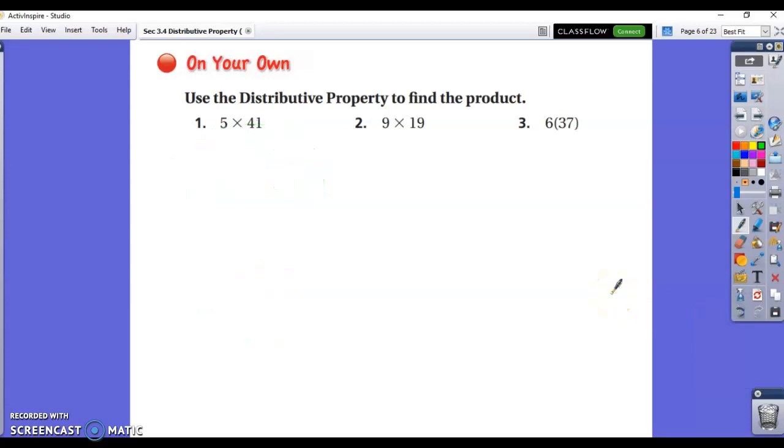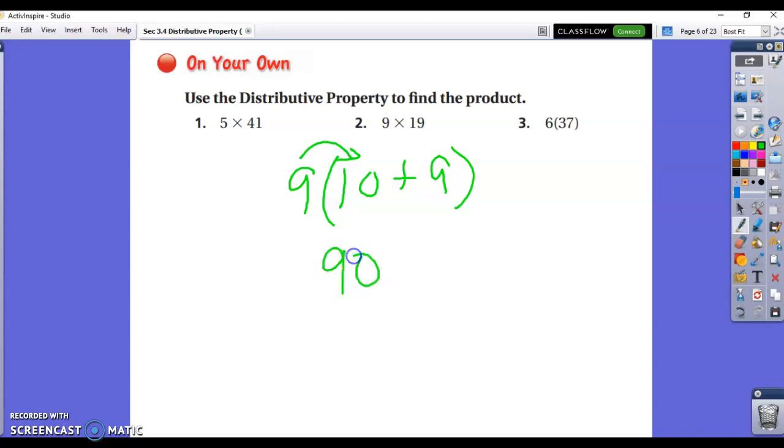For number 2, I'm going to do the same thing. I'm going to take 9 times 10 plus 9, and I'm going to multiply 9 by 10, which is 90, and I'm going to multiply 9 times 9, which is 81, and then I'm going to simply add those two together, which is 171, and I've got my answer.